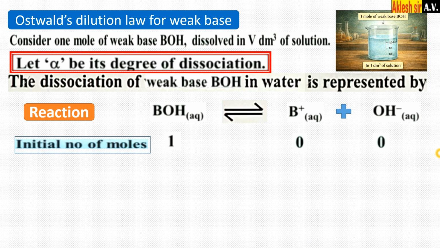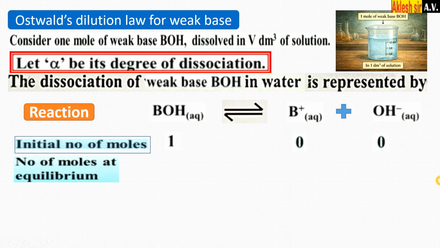Then after some time the dissociation started, so some part of BOH is going to get dissociated, and that part is alpha. So what does alpha denote? Alpha denotes how many moles of BOH get dissociated to form B plus and OH minus.